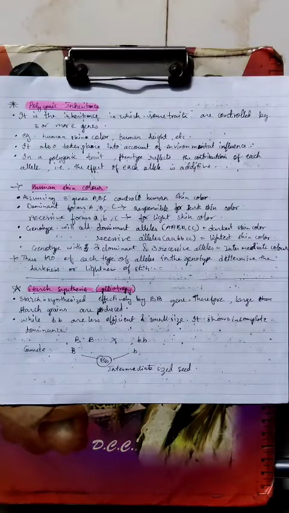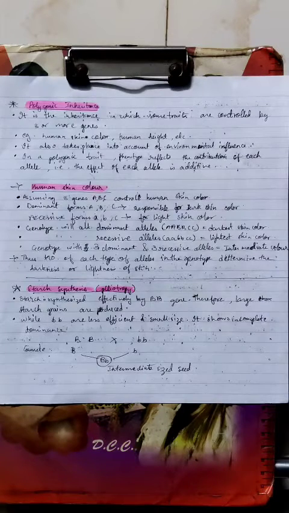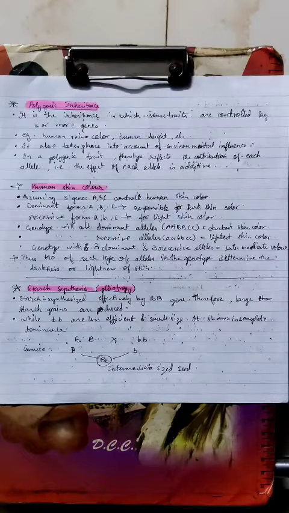Polygenic inheritance. It is the inheritance in which some traits are controlled by three or more genes, that is, multiple alleles, for example human skin color, human height, etc. Polygenic inheritance also takes into account the influence of environment. In a polygenic trait, phenotype reflects the contribution of each allele, that is, the effect of each allele is additive.